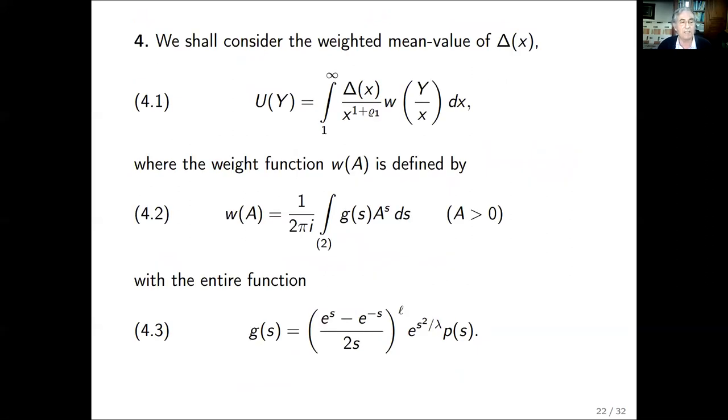And then we can define the weighted mean value of delta x, in that the original delta x over x to the 1 plus, instead of beta, we work with rho 1. And we attach to this a multiplicative weight, which is defined by this Mellin transform here. Our function, which we choose here, will be this well-known function raised to the power log log y. This will take care that the zeros at a distance at least 5 have a small effect. Then this function will take care that if the zeros are as far as square root of log y, or a little bit more than square root of log y, from the original zero, then this should kill everything.